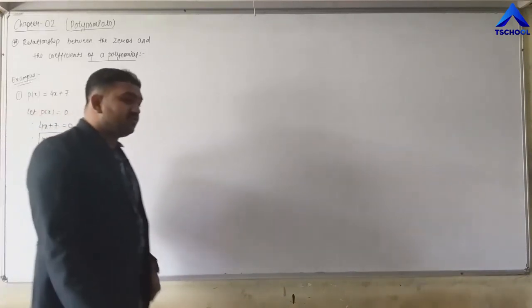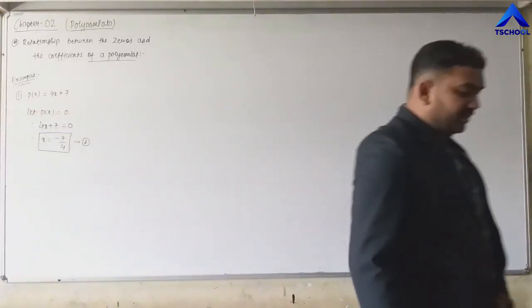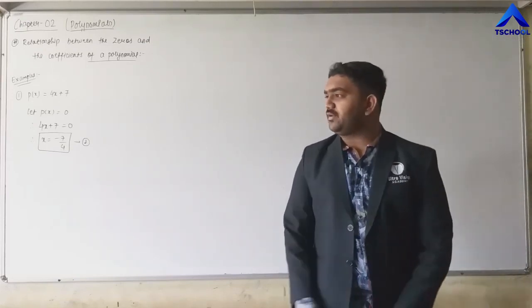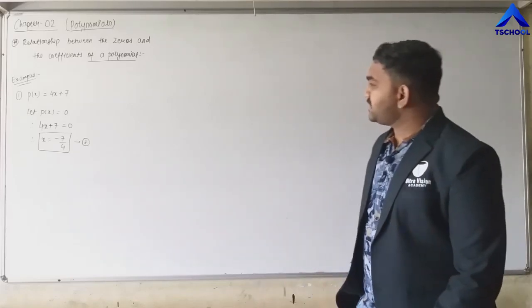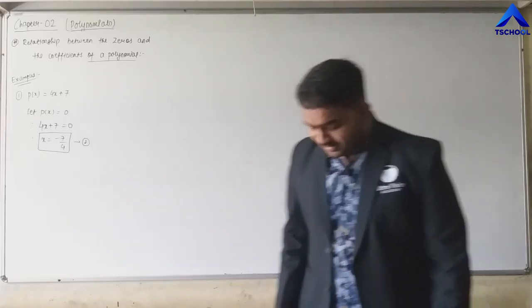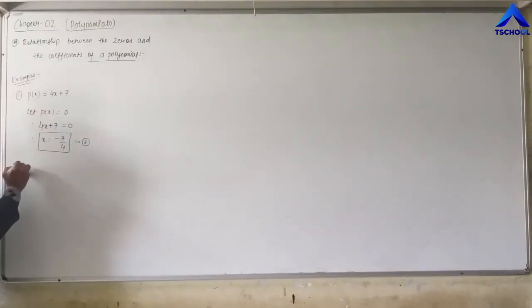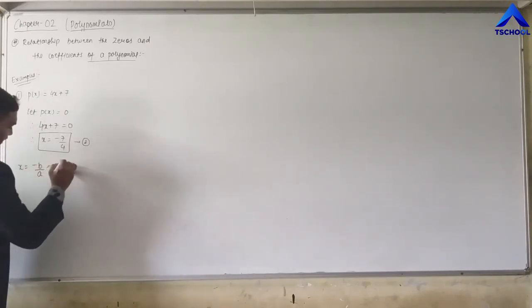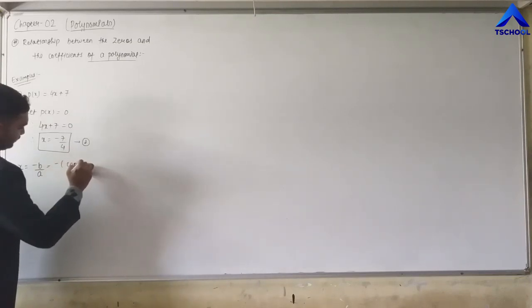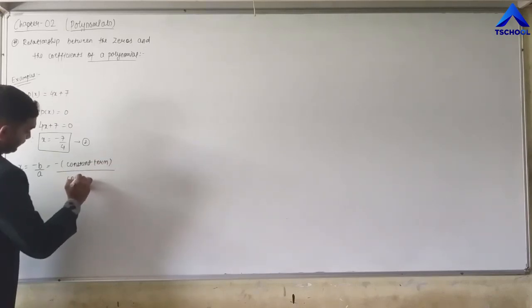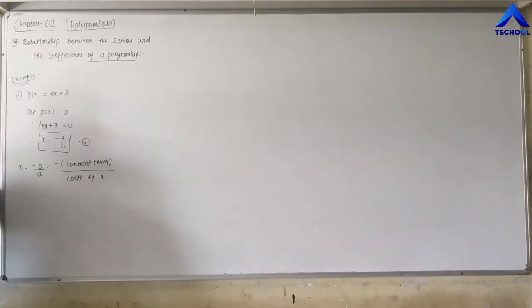This is the zero that we found out using the method. Method means we let p of x equal 0 and then we found out the zero. Now let us look at the relationship that we derived here. The relationship was x equals minus b upon a. What is this minus b upon a? That is minus the constant term divided by the coefficient of x. That was the relationship that we derived for the linear polynomial.